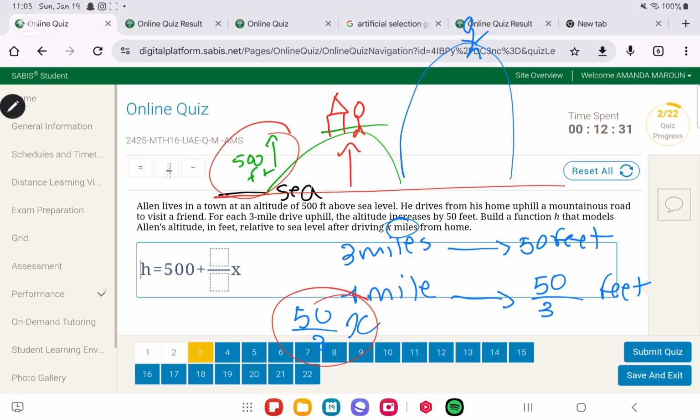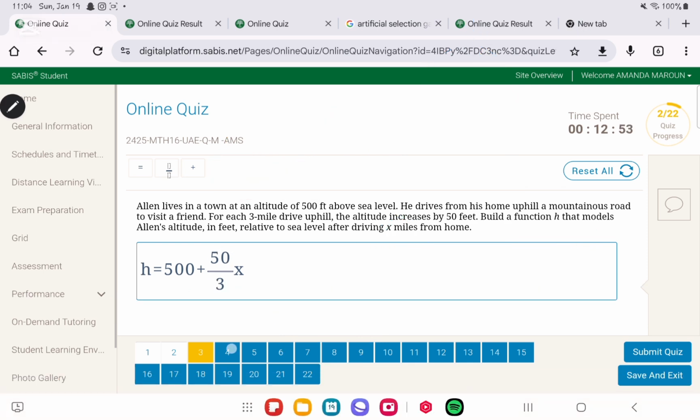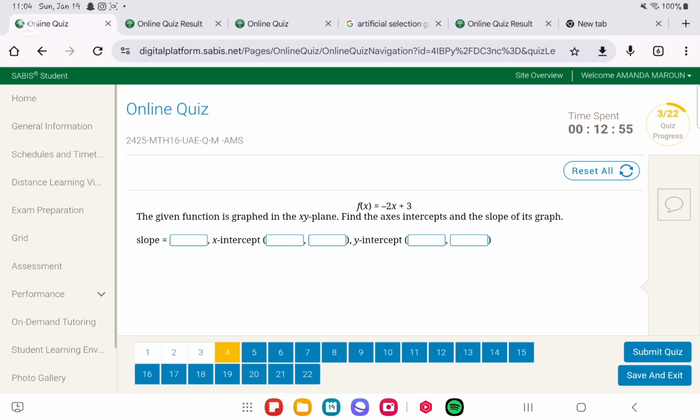So we are gonna add our constant, which is 500 feet, plus how many feet he rises after driving x miles, which is 50 divided by 3x. So this is our function: 500 plus 50 divided by 3x. Moving on to question number 4.